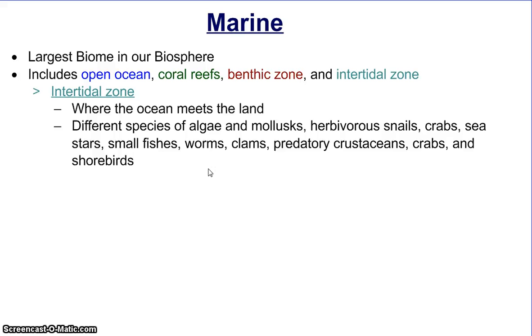And then, finally, is the intertidal zone, where the ocean meets the land. And this is a really awesome zone within our marine biome, because there's lots of different species of algae and mollusks. You have herbivorous snails, crabs, sea stars, small fishes, worms, clams, predatory crustaceans, crabs, and shorebirds. And at different times of the day, it's underneath water completely, and then at times it is completely isolated from the water, and you have these little tidal pools. And it's just a very, very unique zone within the marine biome.